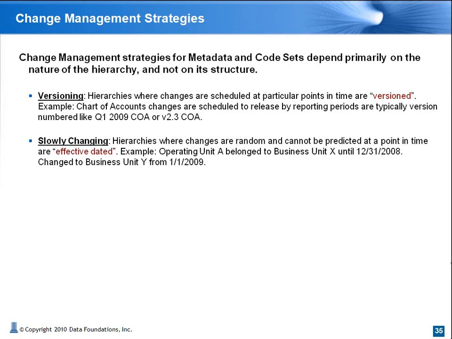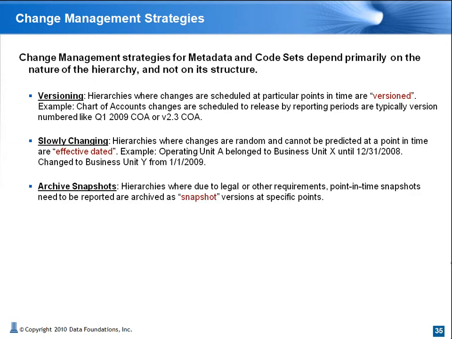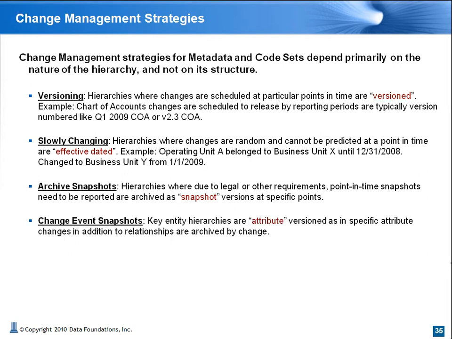Slowly changing is hierarchies where changes are random and cannot be predicted at point in time, so they employ effective dating. An example could be operating unit A, which belongs to business unit X until December 31st, 2008. Subsequently, it is slated to be changed to business unit Y, a change that will take place on January 1st, 2009. Or archive snapshots, where hierarchies due to legal or other reporting requirements can be archived as point-in-time snapshots or snapshot versions. Change event snapshots.